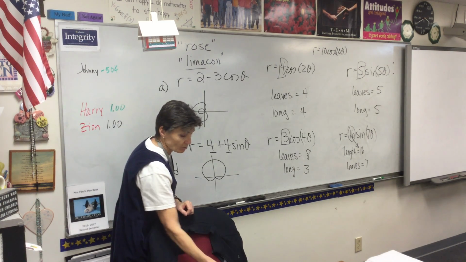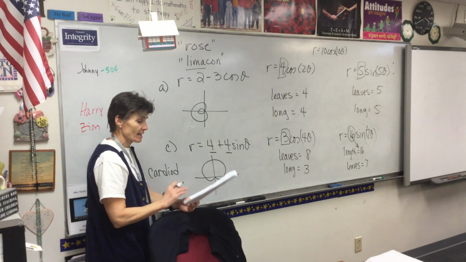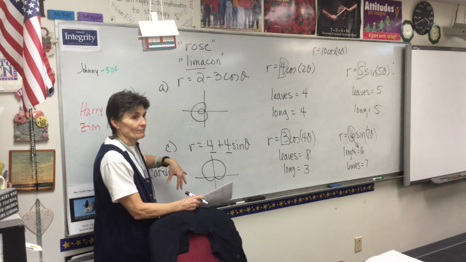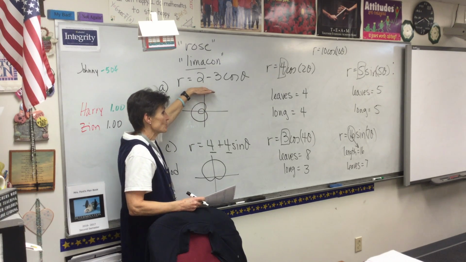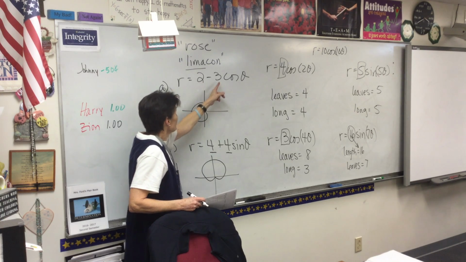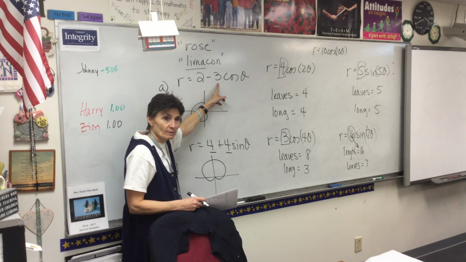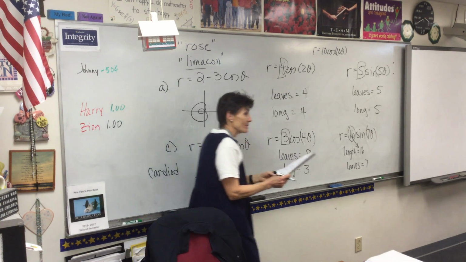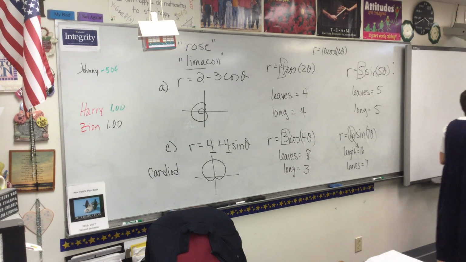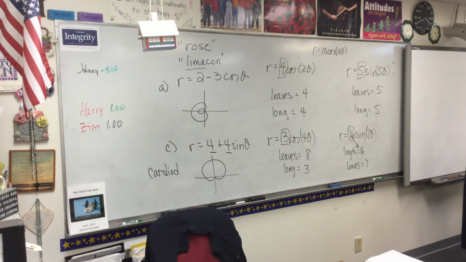So notice that the question in number 6 says, is it a cardioid? I didn't need the graph. I can tell you right now, this one's not a cardioid. How do I know? 2 don't match. 2 and 3 are not the same number. So I can look at letter B and tell you, no, it's a limacon, but it is not a cardioid because, again, I have a 2 and a 3.